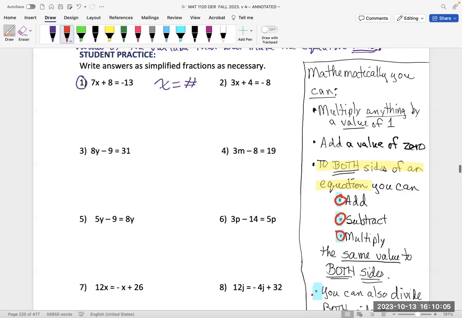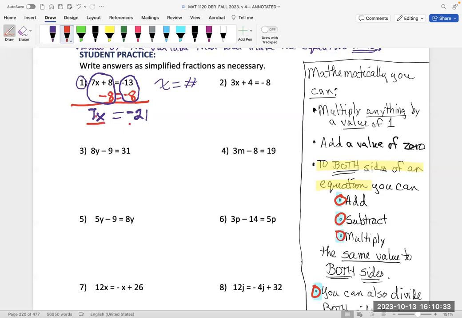First thing I'm going to do to number 1 is subtract 8 from both sides. Minus 8 is the same thing as minus 8, so I'm subtracting from both sides. The left side, when I simplify, 7x plus 8 minus 8, leaves me with just 7x. Minus 13 minus 8 is minus 21. I lost 13, I lost 8 more, so the bottom line is I'm down 21.